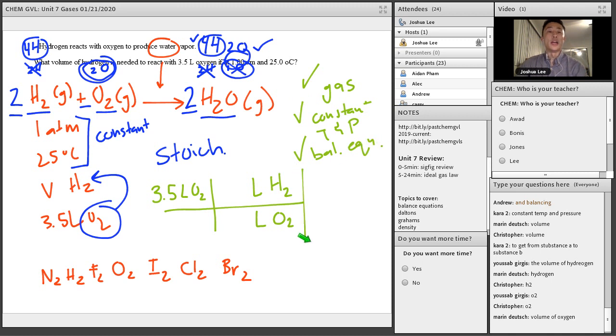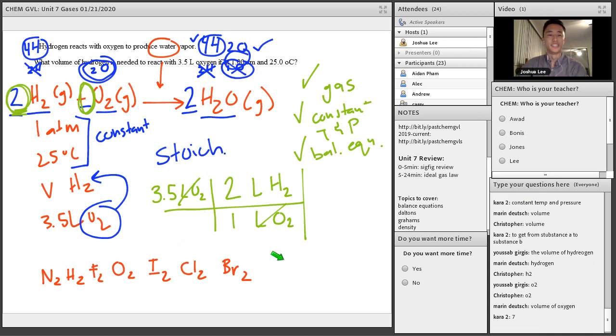So in order to figure out how many liters of each I need, I look at the coefficients. For every 2 liters of H2, I need 1 liter of O2. So liters of O2 would cancel out, leaving us with 7.0 liters of H2.